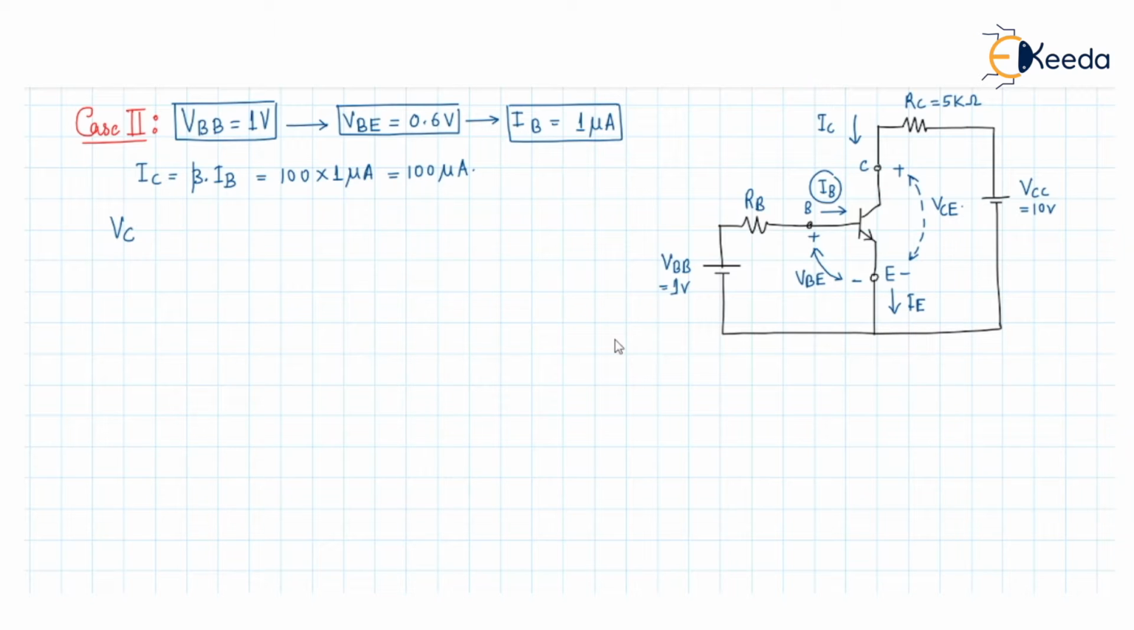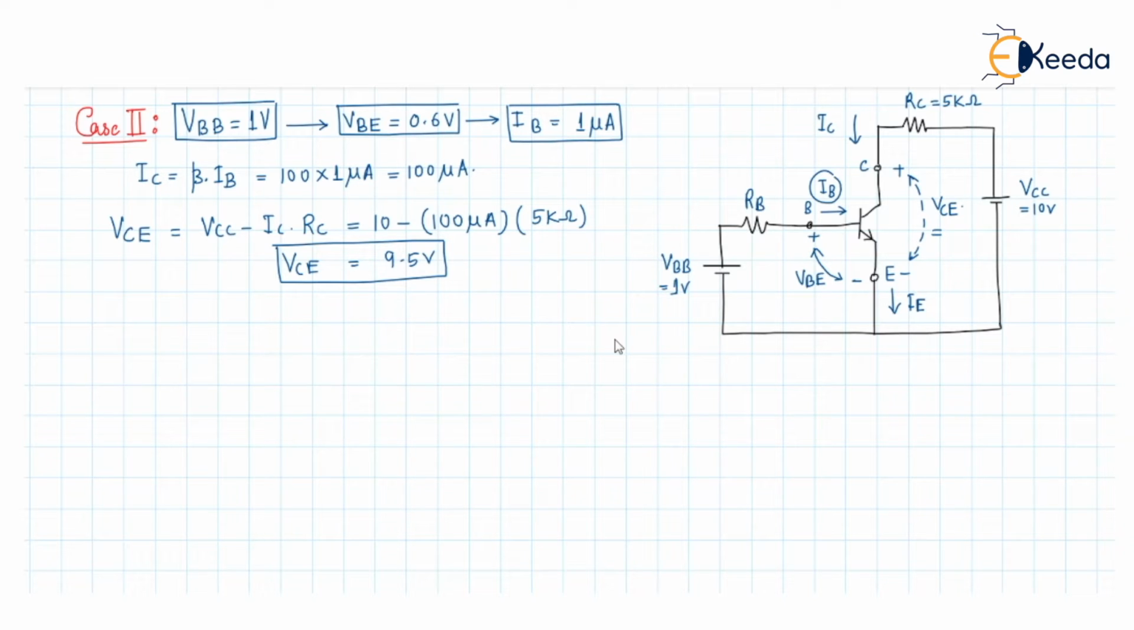So from the equation of VCE, we can find the value as VCC minus IC into RC. VCC value is 10 volt, IC value is 100 microampere into RC value is 5 kilo. So after calculating the VCE, we will get VCE as 9.5, which is a positive value. That means collector is at higher potential than the emitter. So we have got the VCE value as 9.5 volt.